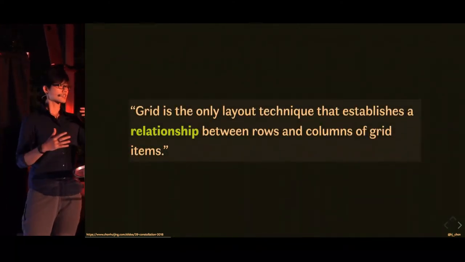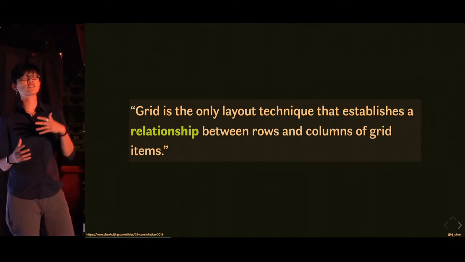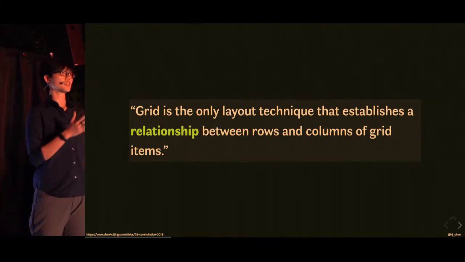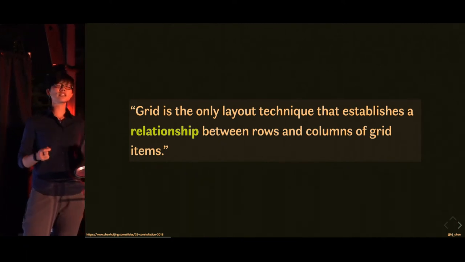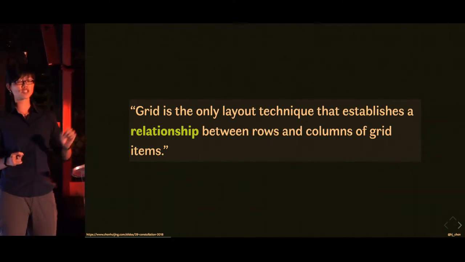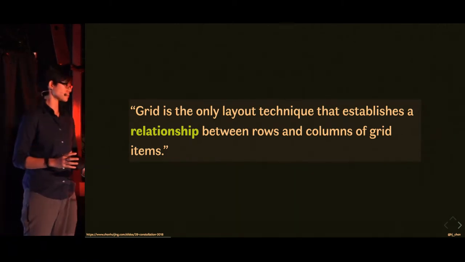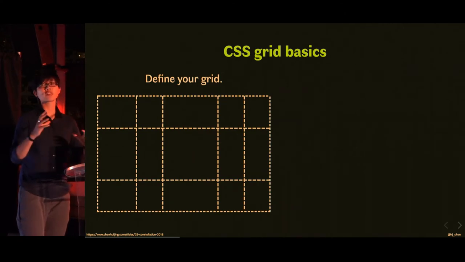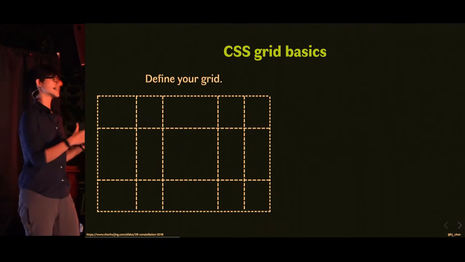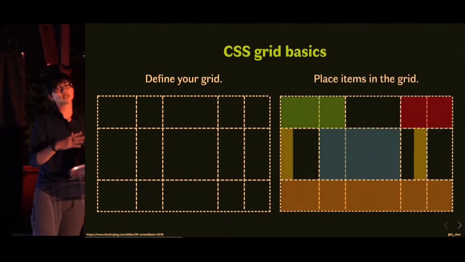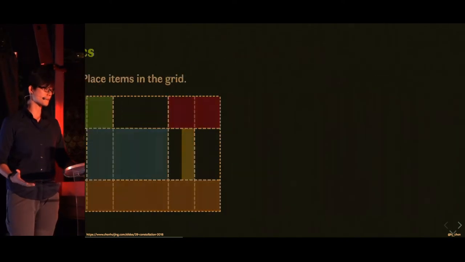For the three techniques that I just illustrated, the grid isn't real. It just looks as if there is a grid because we forced all the items to line up with each other. But with grid, grid is the only layout technique that establishes a relationship between the rows and columns. The grid is real. So the way we want to use CSS Grid in our layouts involves two steps. You first define your grid, and then you place items in it, either by yourself, or you can choose to let the browser do it for you.